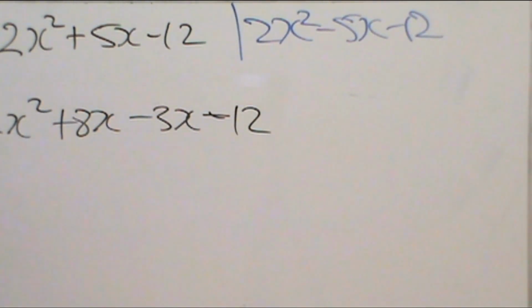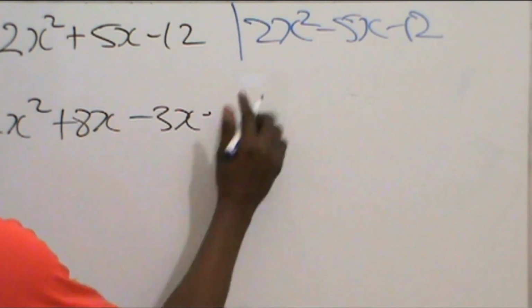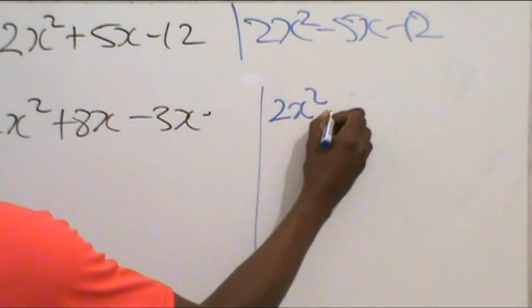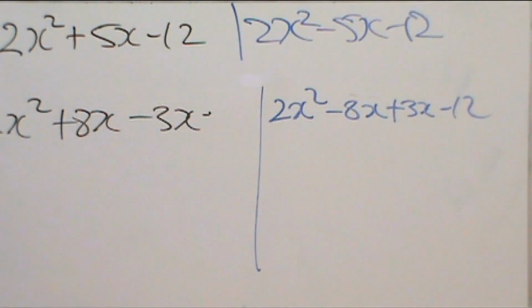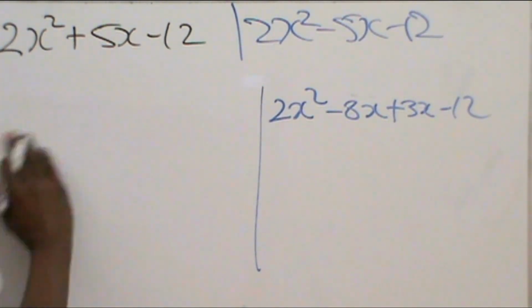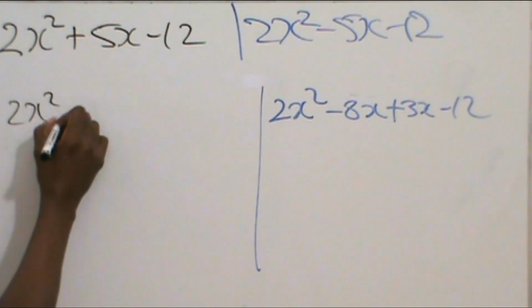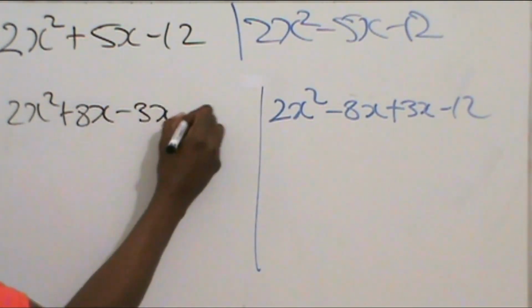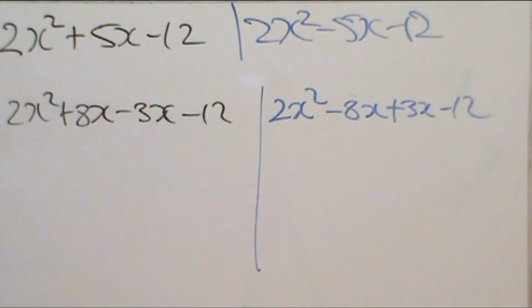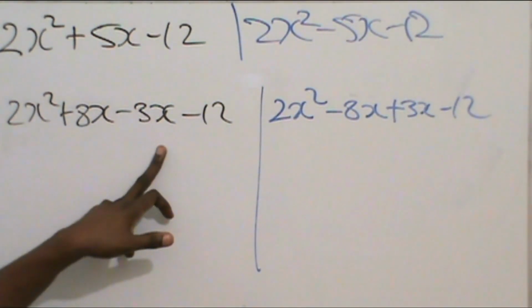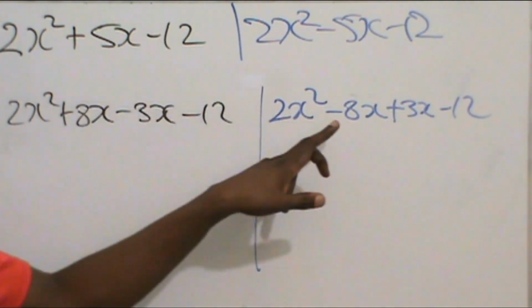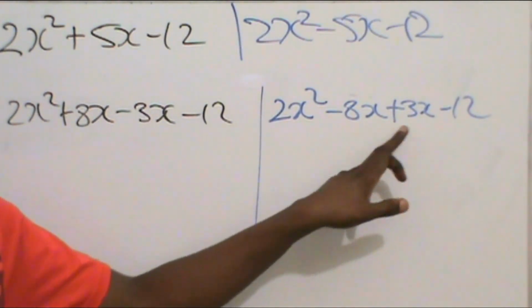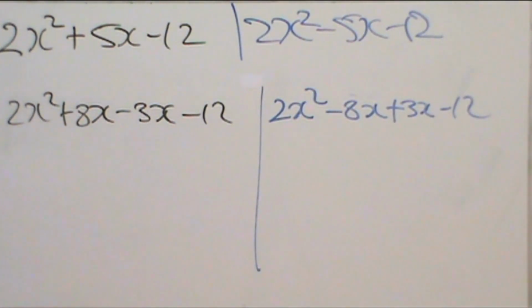And in this case here in blue, we have 2x squared minus 8x plus 3x minus 12. Alright, so let me just write this over so you can see it. 2x squared plus 8x minus 3x minus 12. Note very carefully the difference. On this side you have plus 8x minus 3x to give you 5x. On this side you have minus 8x plus 3x to give you minus 5x.